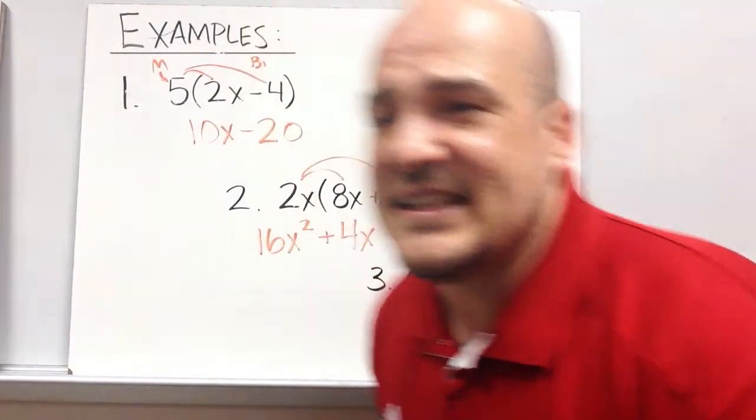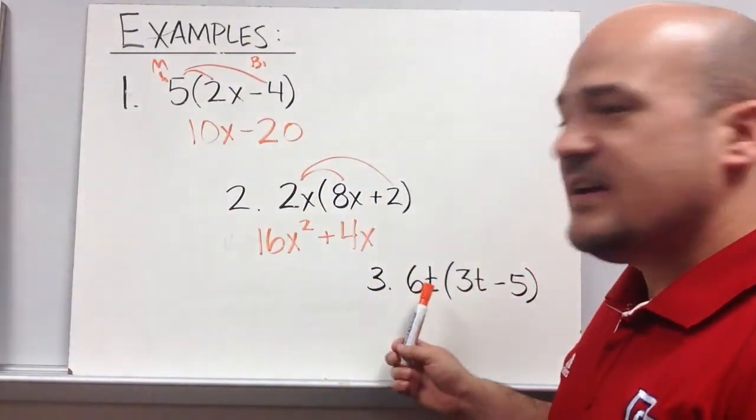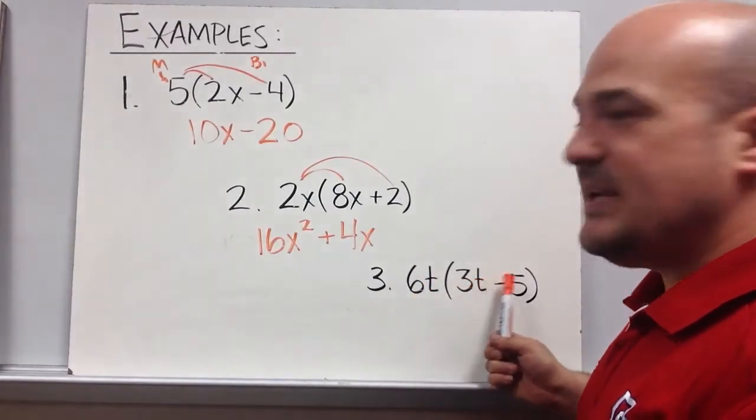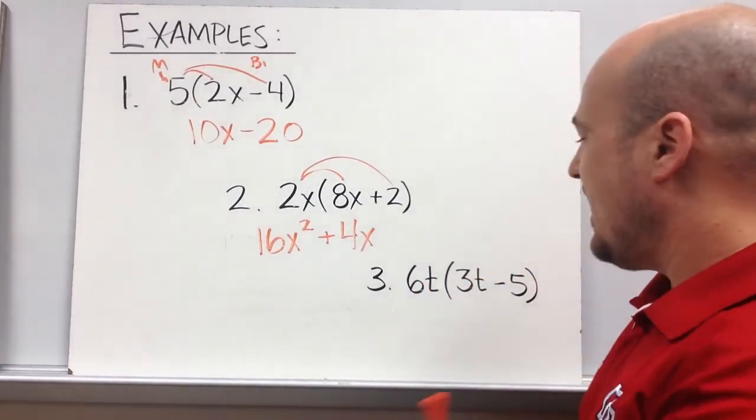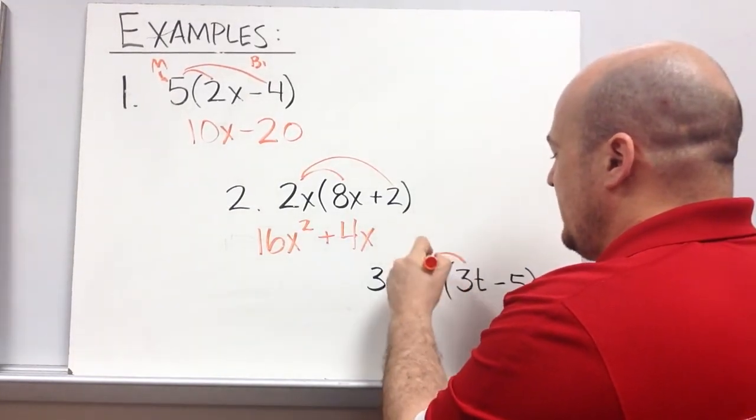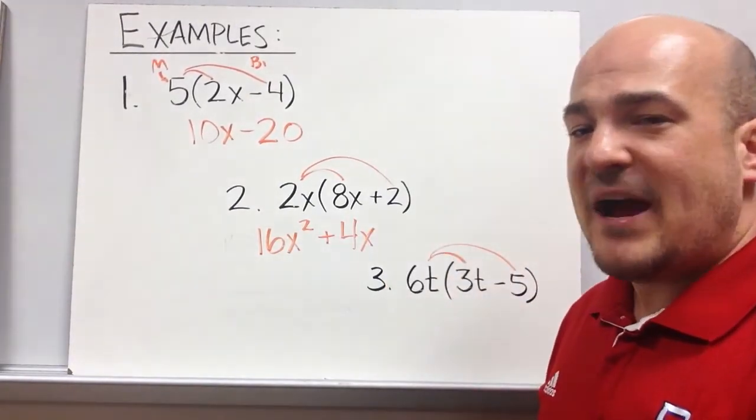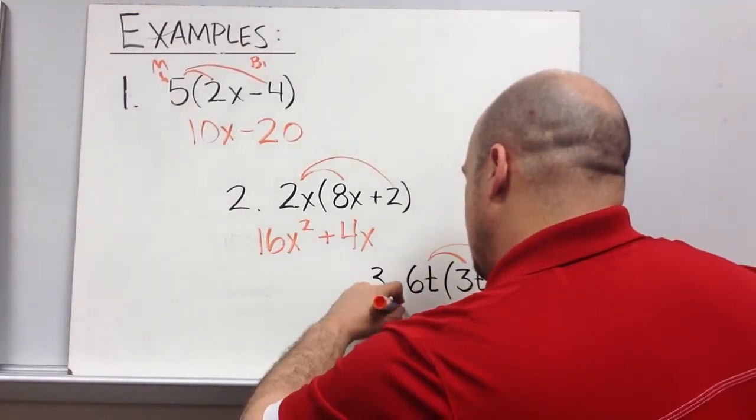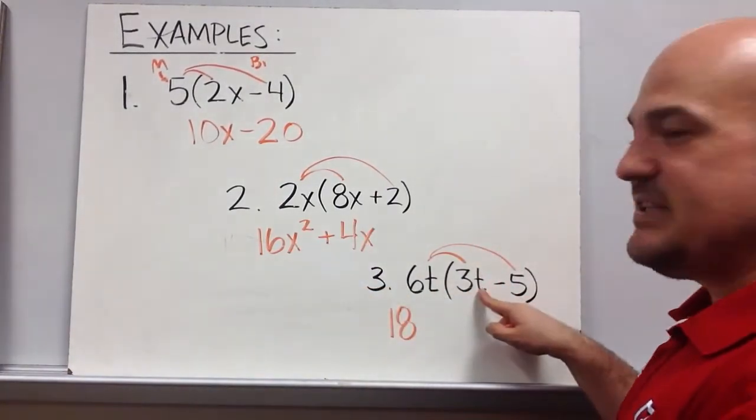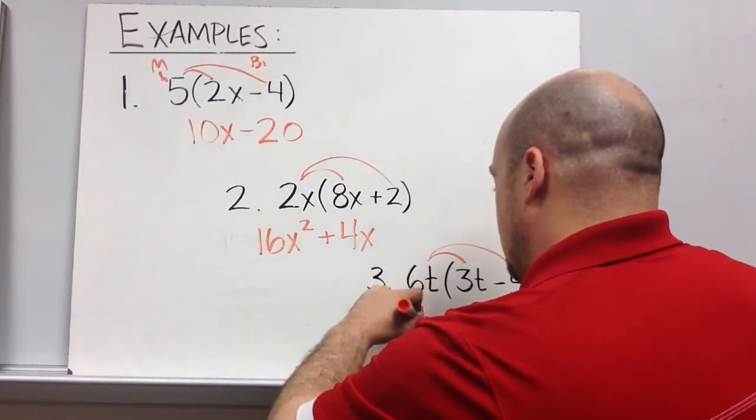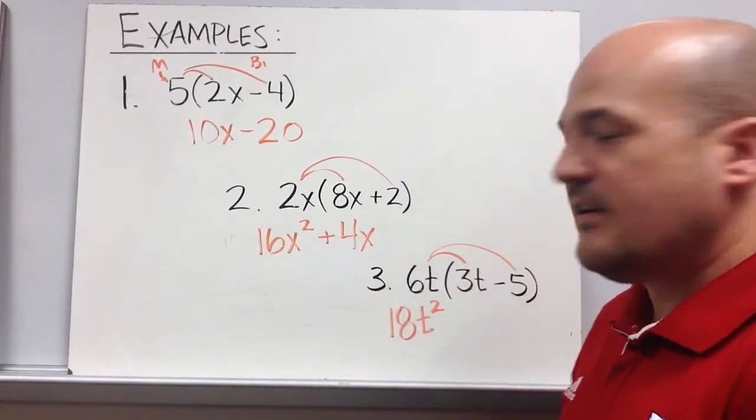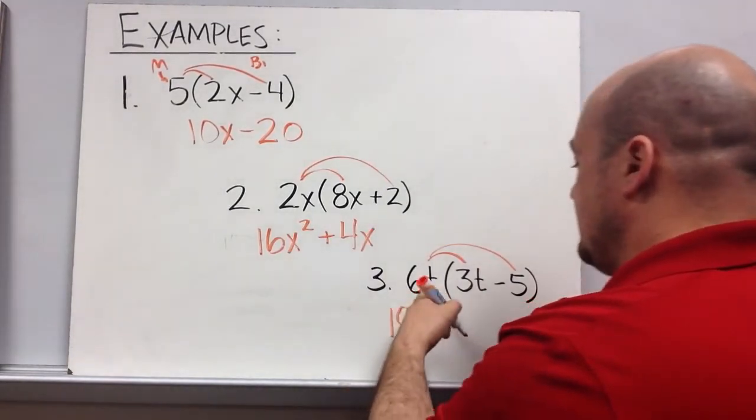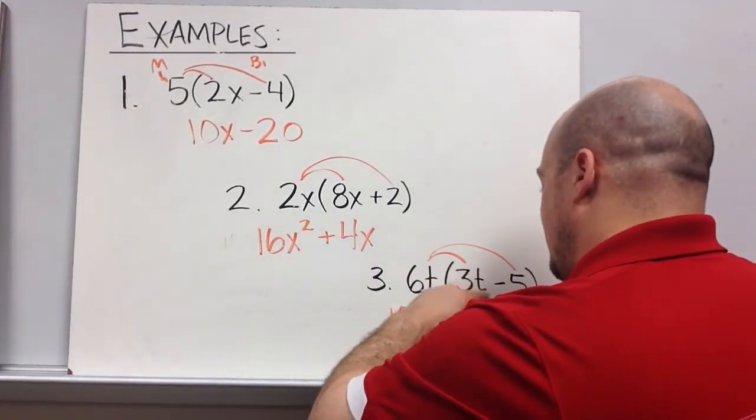All right, the last example here, instead of x's, we're dealing with t's, but it's pretty much the same thing. I've got 6t, that's my monomial, times 3t minus 5, that's my binomial. All right, I'm going to distribute my monomial to each of the terms in my binomial, and 6t times 3t, well, 6 times 3 is 18, and t times t is t squared, and then 6t times negative 5 is negative 30t.